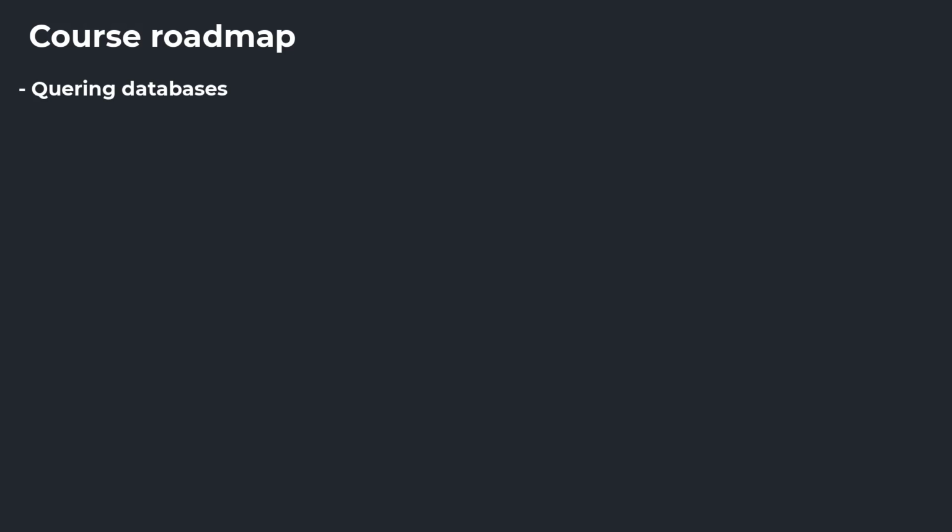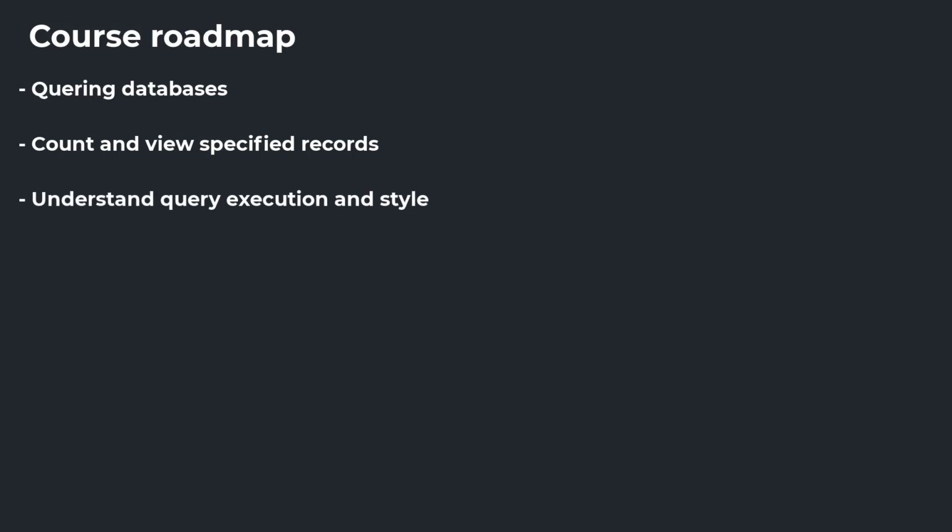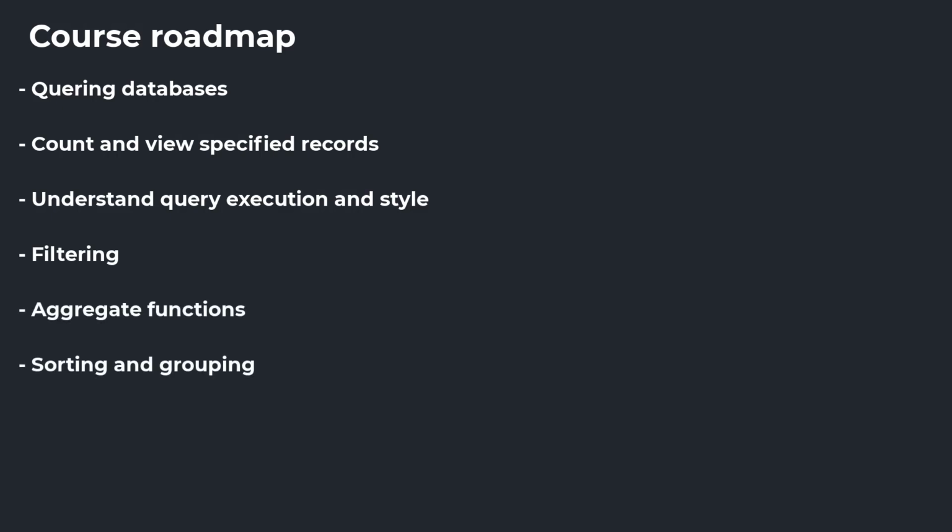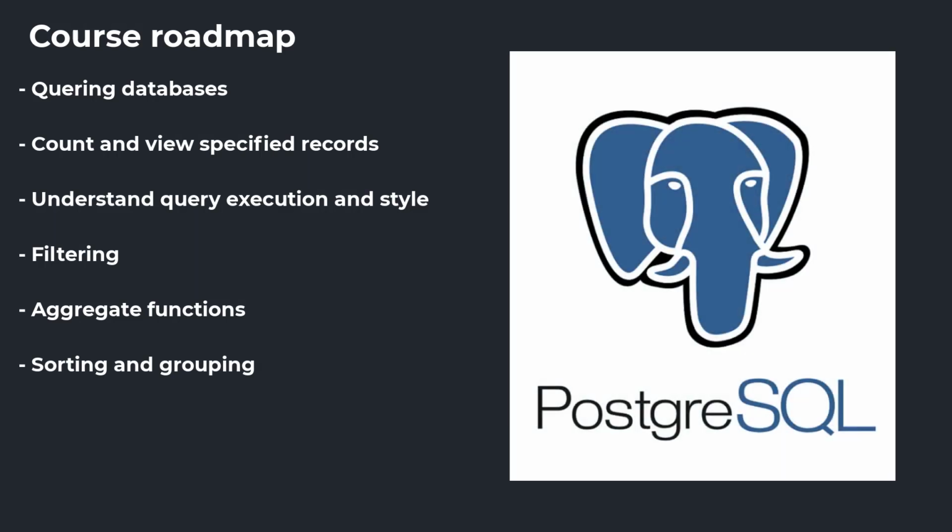Recall that a query is a request for data from a database. In this course, we'll look at how to execute a query for a database using keywords that will enable us to count and view all or a specified amount of records. We'll go over common SQL errors, style guidelines, and the order in which our code will execute. We'll cover how to filter data using various techniques, how to use aggregate functions, and finally, how to sort and group the results. We'll be using PostgreSQL throughout.